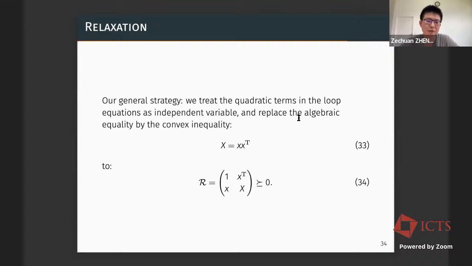This could be generalized to a vector case. That means here x is a column vector. Suppose x is a column vector of the Wilson loops, and we introduce a new matrix in the place of the quadratic terms in the loop equations. Then we forget they are the quadratic terms of the Wilson loops, but they are subject to the new relaxation matrix positivity condition, that is equation 34. So we introduce some new variables, and they are subject to new positivity conditions to make the whole system convex. This is how the relaxation works.